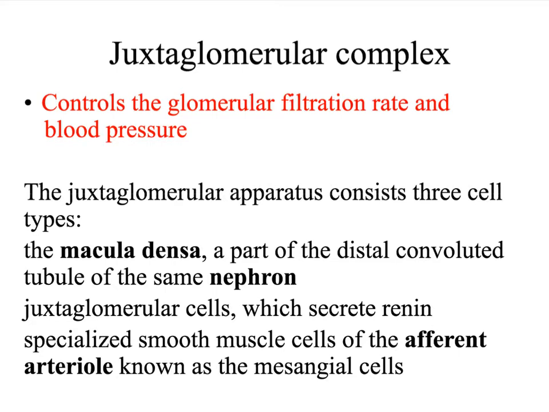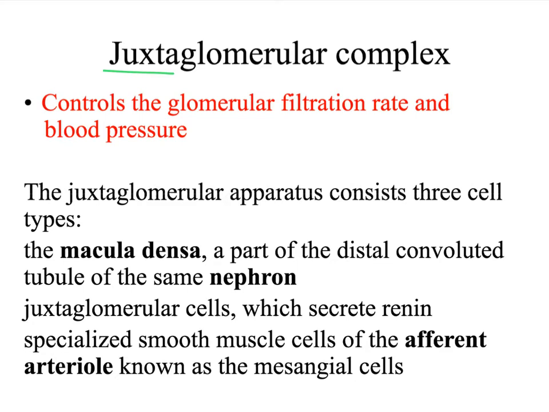Let's take a look at a group of structures known as the juxtaglomerular complex. Now, yes, this does begin with the word juxta too, meaning near, but don't confuse this with the juxtamedullary nephron we spoke about earlier. This is a juxtaglomerular complex. Sometimes you'll see it referred to as the juxtaglomerular apparatus, so the JGA or JGC. So juxta just means it's going to be near the glomerulus, and it's a complex of structures that are going to control the rate of filtration that's happening from the glomerulus and therefore control the blood pressure.